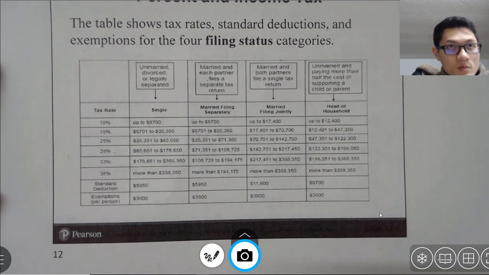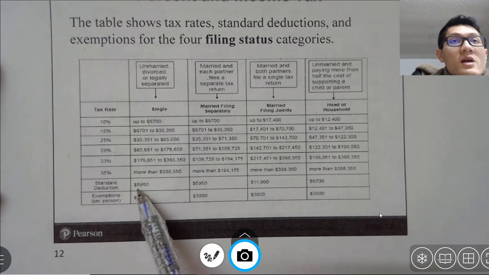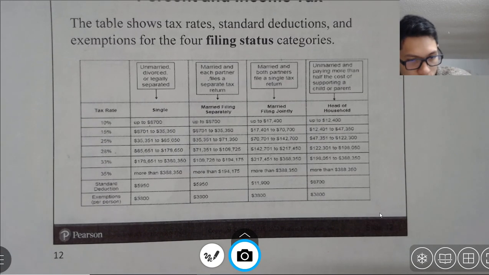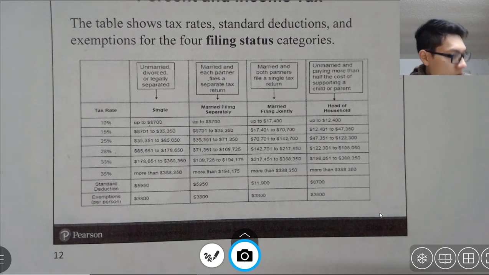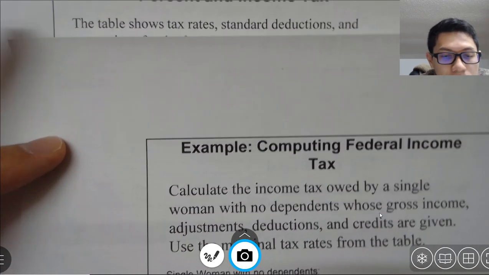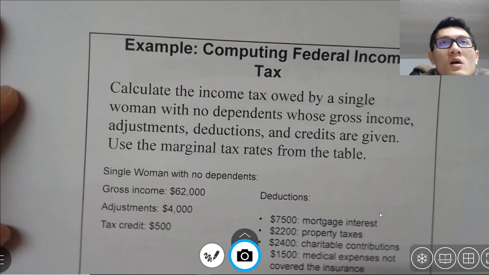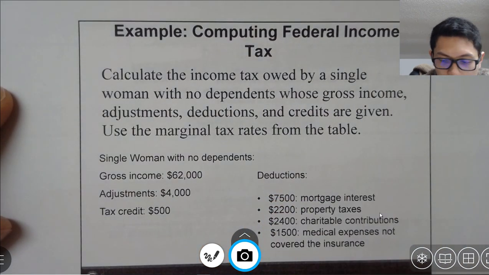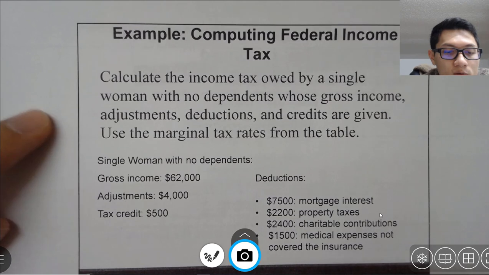And then the standard deduction is 5,950. Exemption per person is also 3,800. So this is a general table, and it could be different for different years. Okay. So now let's move on to calculate his tax rate. All right. So calculate the income tax owed by a single woman with no dependents.